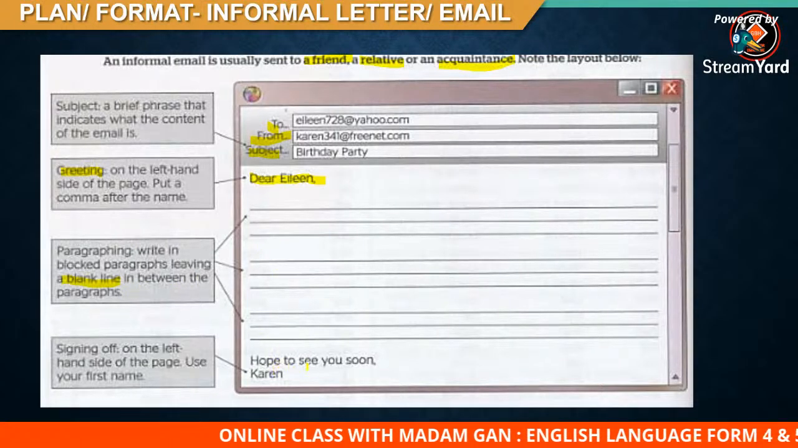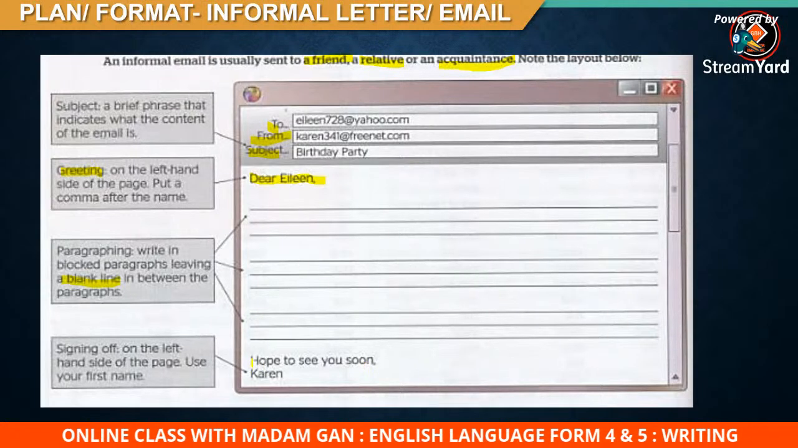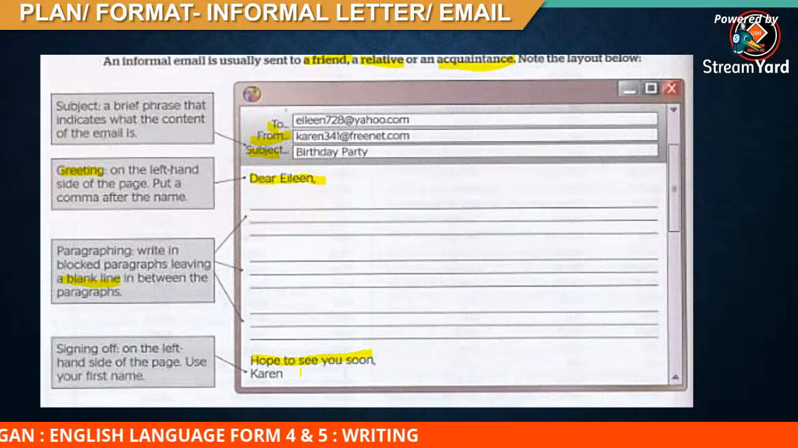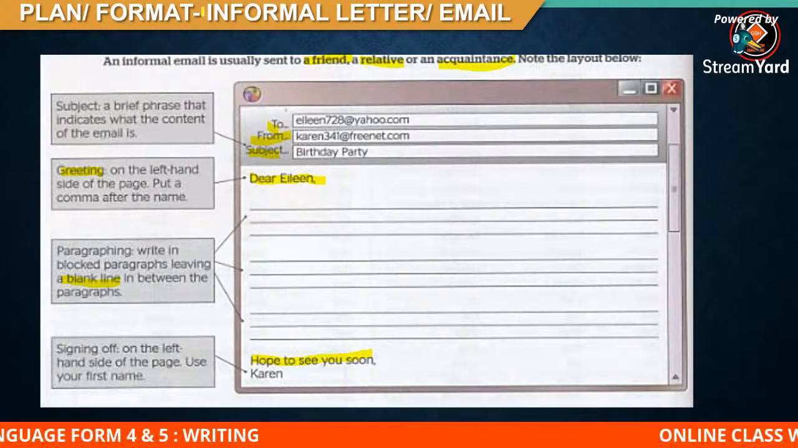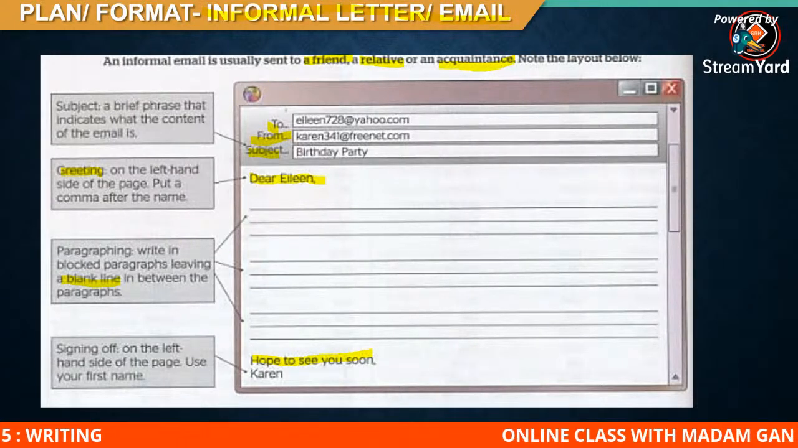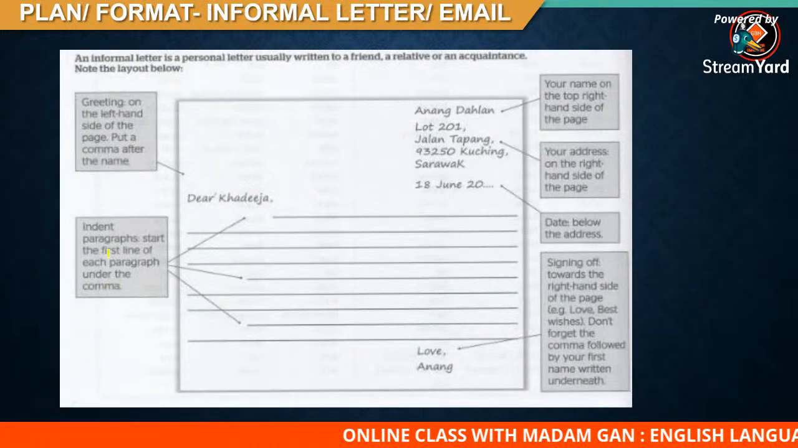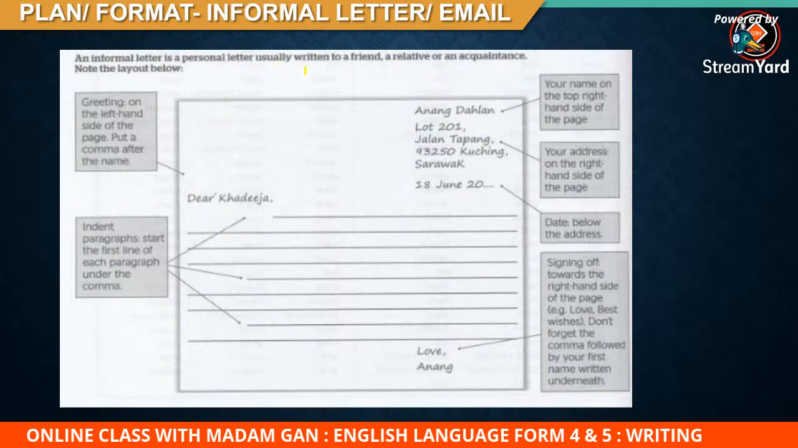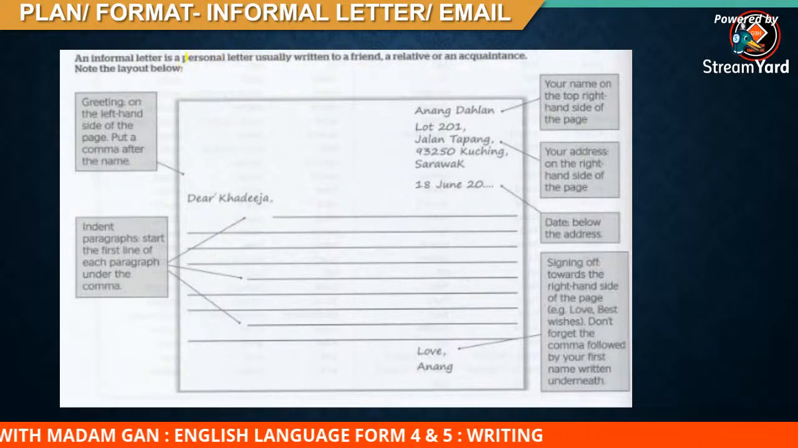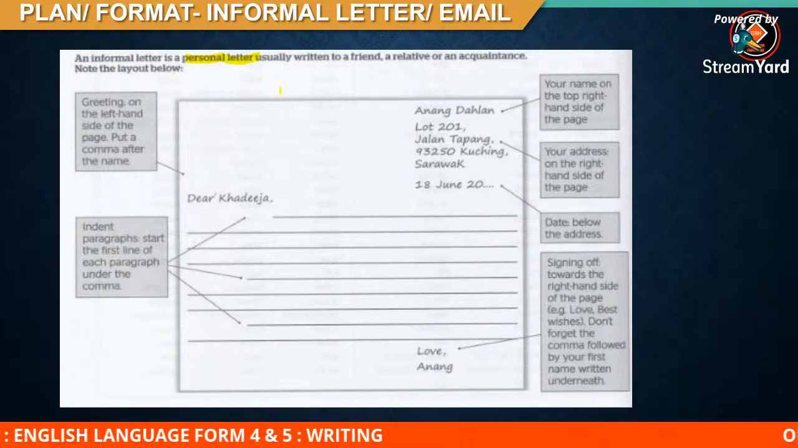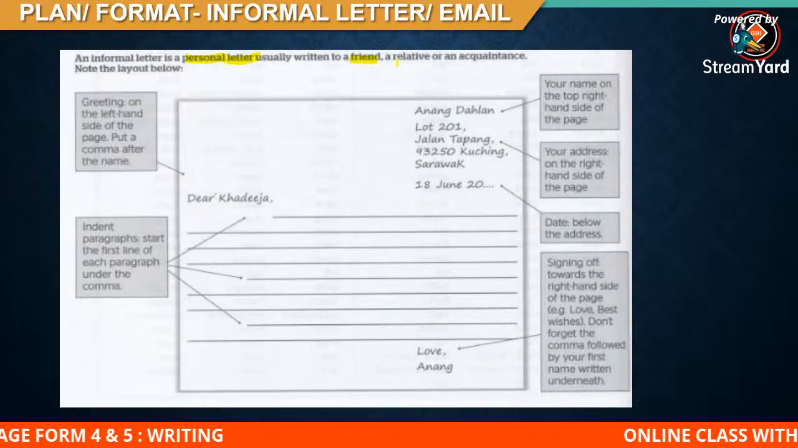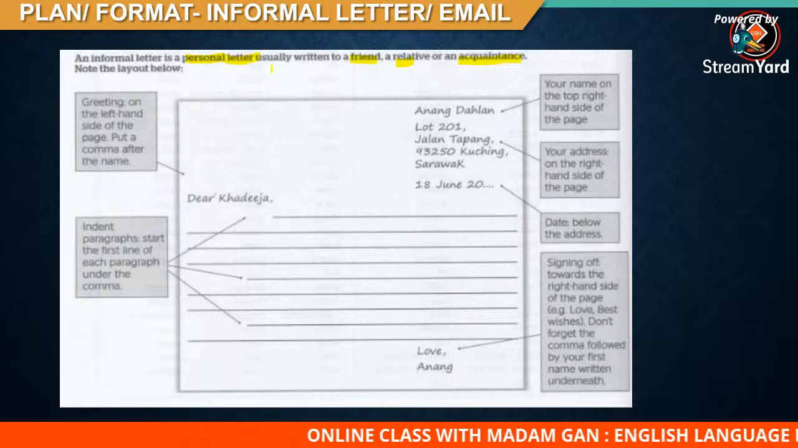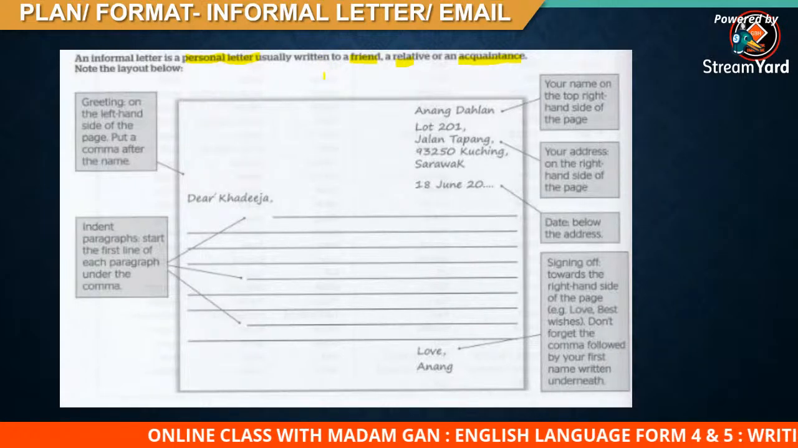Okay, sign off. Hope to see you soon. You can write this as your ending. And then you can write Karen. So this is the format for an informal letter or email. Okay, let's look at the letter. An informal letter is usually a personal letter, so it's personal. It's usually written to a friend, a relative, or an acquaintance. Note the layout below. This is also in your Form 4 textbook.